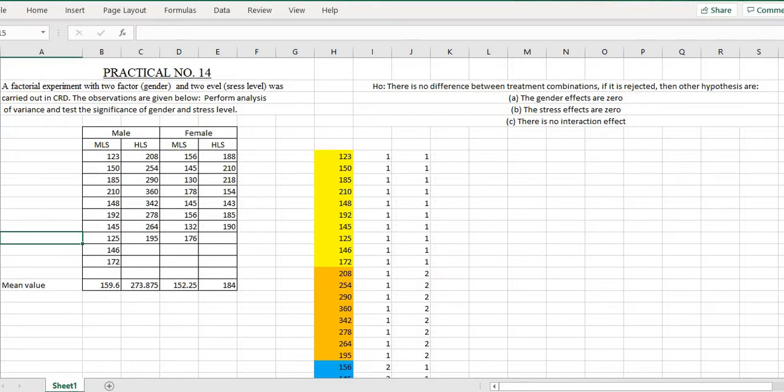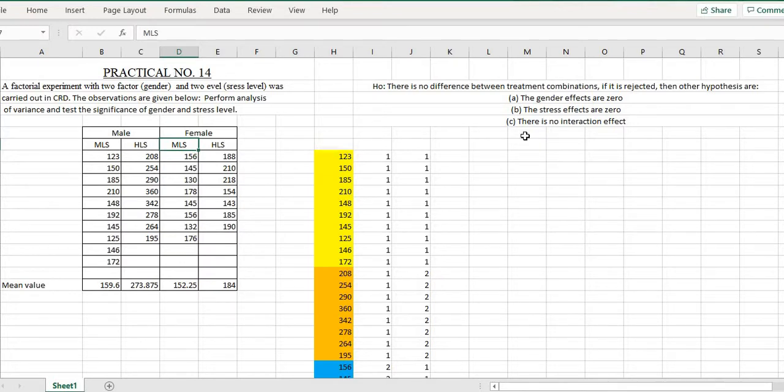MLS means mild level stress and HLS means high level stress. In the first column, the observations are for mild level stress in male, and the second column is high level stress in male. The third column is for mild level stress in female and high level stress in female. Observations are given here. The mean values are given: 159.6 and 273.87, 152.25 and 124. I have copied these observations here.